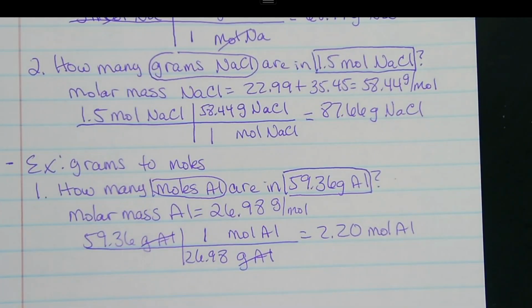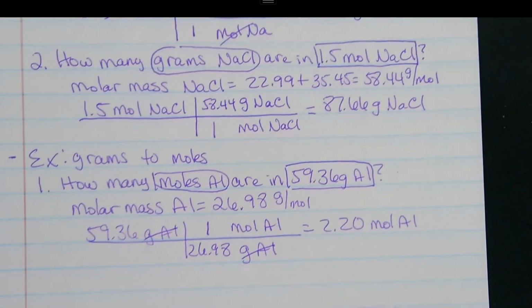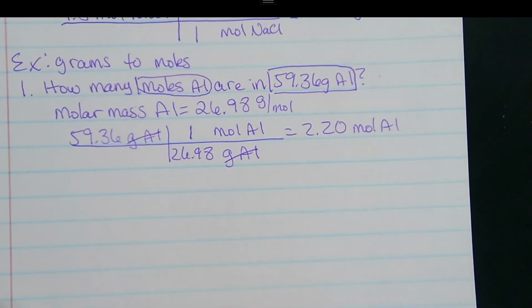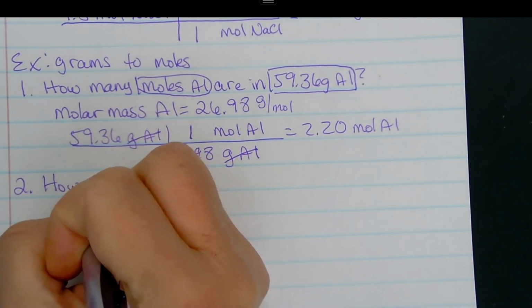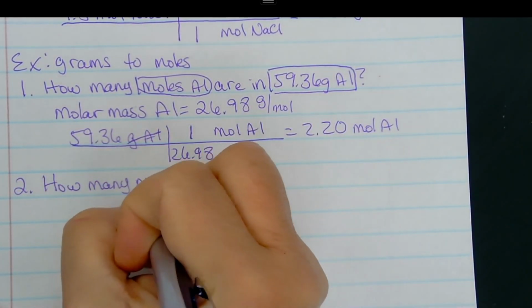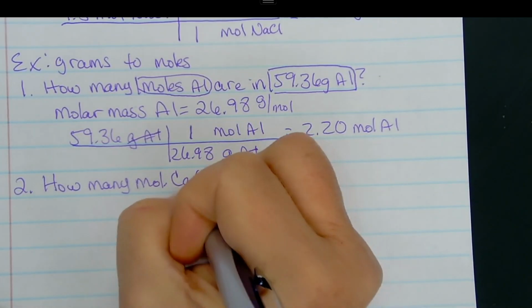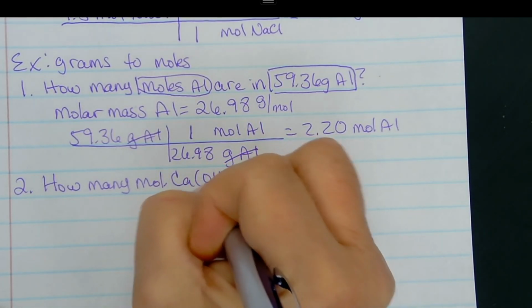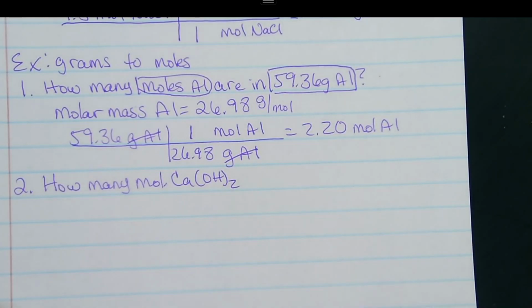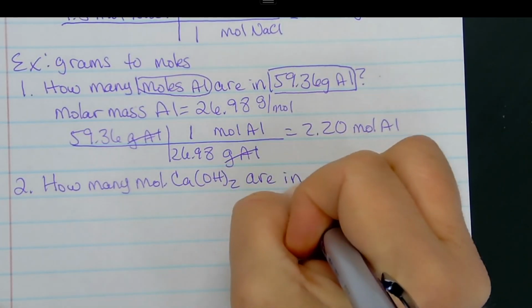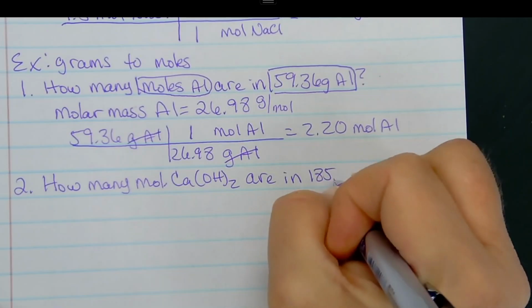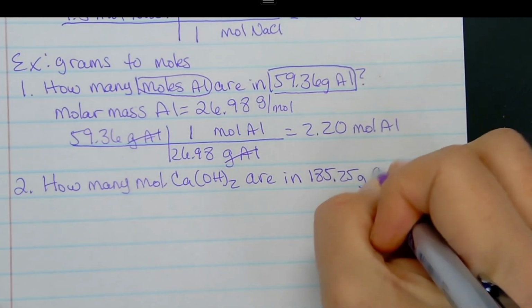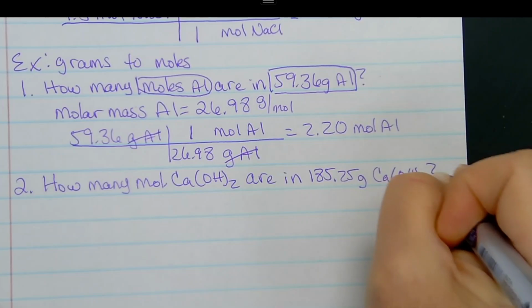All right, we're going to do one more, and then you guys can practice, okay? One more. Okay, number 2. How many moles of calcium hydroxide are in 185.25 grams of calcium hydroxide?